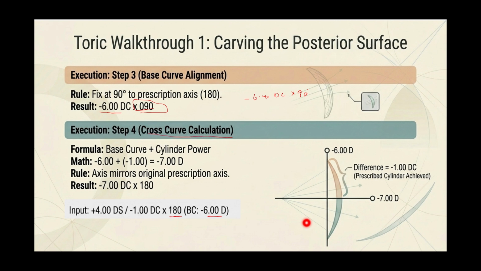Finally, the cross curve calculation. How do you calculate the cross curve? The cross curve is the base curve plus the cylinder in the prescription. So -6 plus -1 gives us -7 diopter cylinder, and the axis is the same as the prescription. The prescription is 180, so this axis will also be 180. So the next half of our toric denominator will be -7 diopter cylinder at 180 degrees.